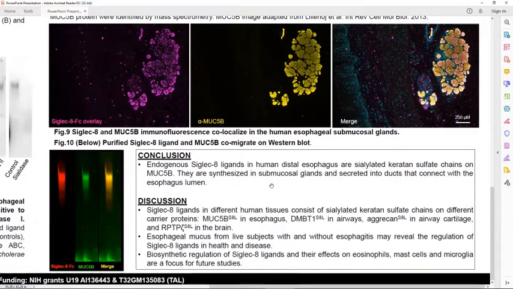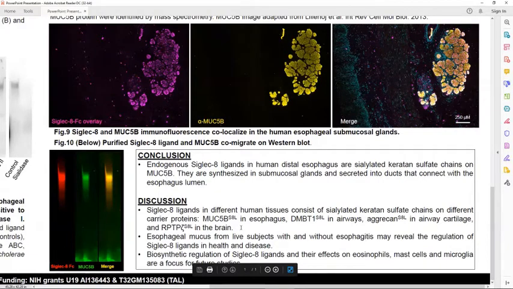So to conclude, endogenous Siglec-8 ligands in the human esophagus are sialylated keratan sulfate chains on MUC5B. They're synthesized in submucosal glands and secreted into ducts that connect with the esophageal lumen, which is where eosinophils reside in diseases. So this is not the first time that we have isolated Siglec-8 ligands from human tissues.